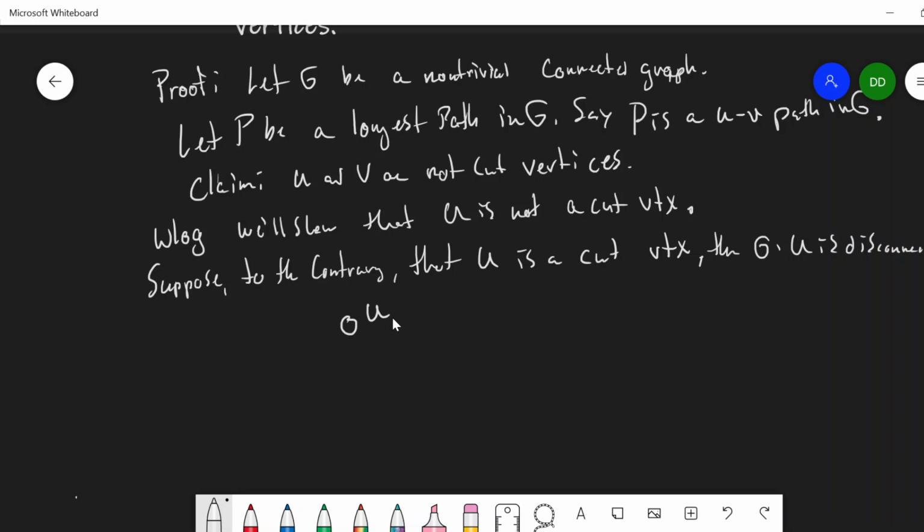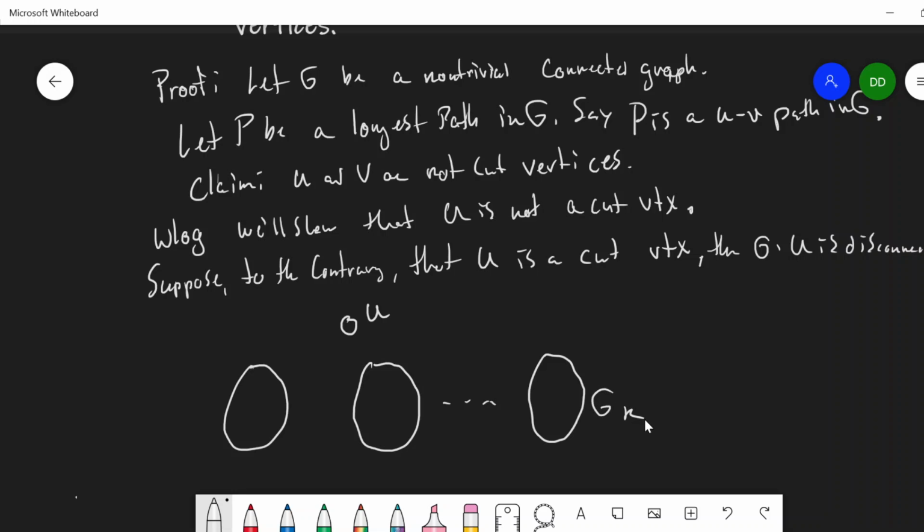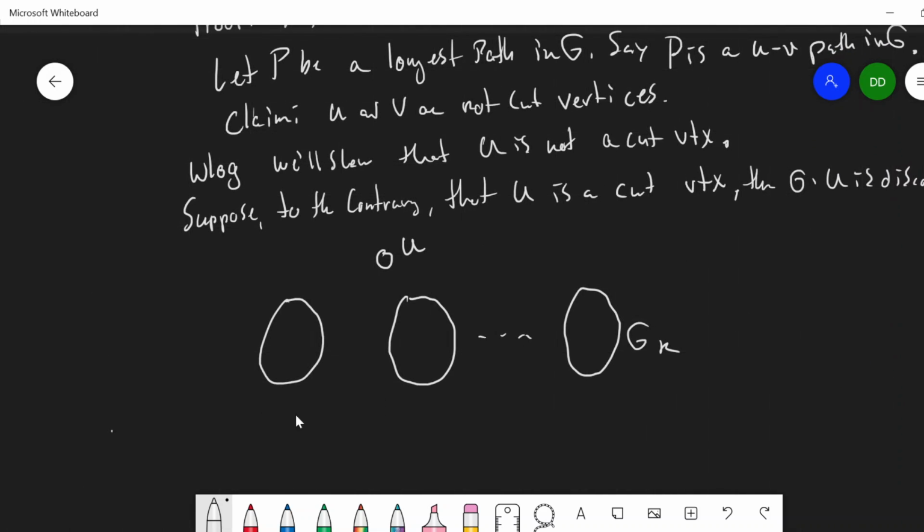So here's my vertex U. Here's my picture again. That general picture is going to get some use. I have at least two components. Maybe I have more. Here's Gk. And let's call this, say, G1 and G2. Now, as I said before, in order for G minus U to be a disconnected graph, U has to be adjacent to at least one vertex here in G1.